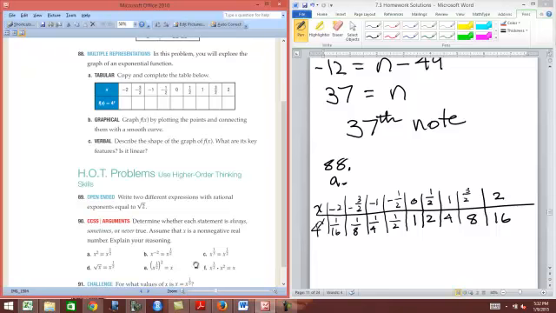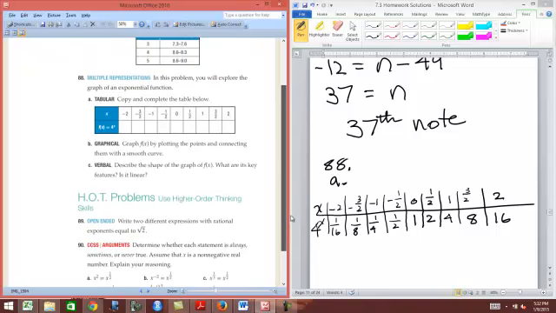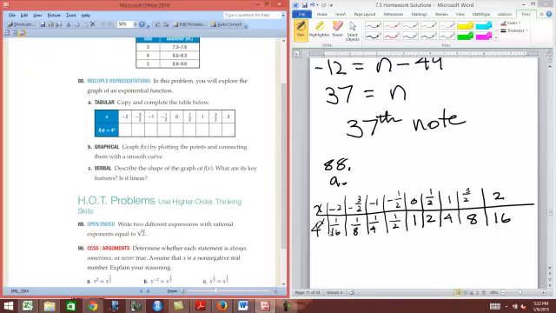88A. Here, what's 88 all about? We're just filling in the table here. x, and then f of x, where f of x is 4 to the x. So if x is negative 2, f of x is 1/16. Negative 3 halves, 1/8. Negative 1, 1/4. Negative 1/2, 1/2. 0, 1. 1/2, 2. 1, 4. 3 halves, 8, and 2 is 16.